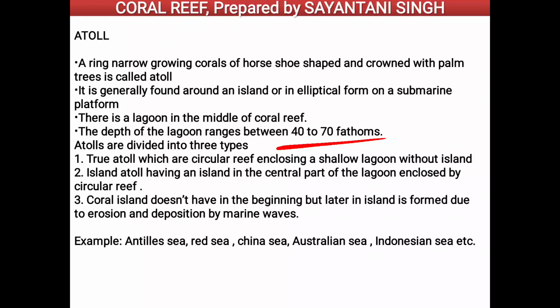A true atoll is a circular reef enclosing a shallow lagoon without an island. An island atoll has an island in the central part. Coral Island does not have any island in the beginning, but due to deposition and erosion by marine waves, they form Coral Island.